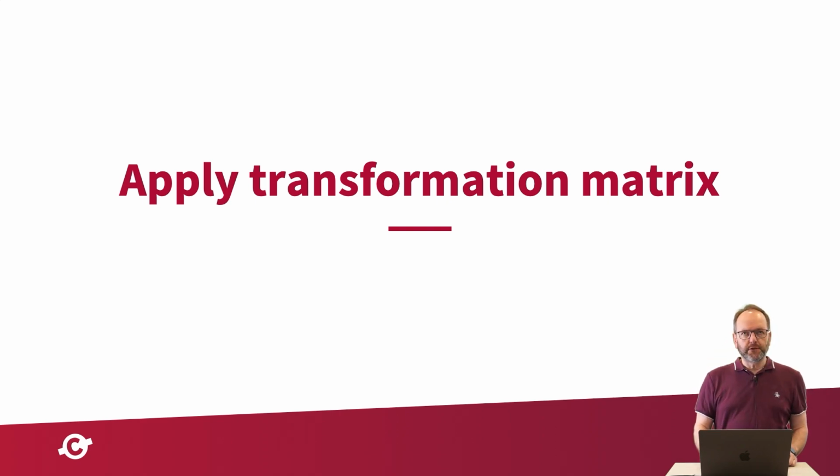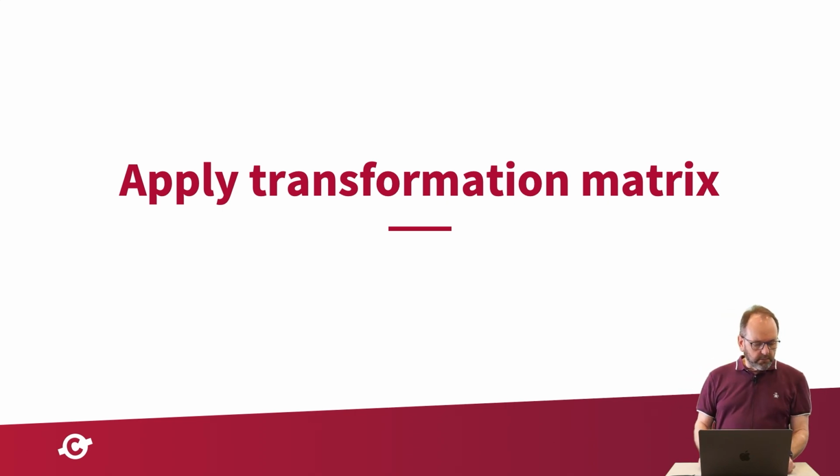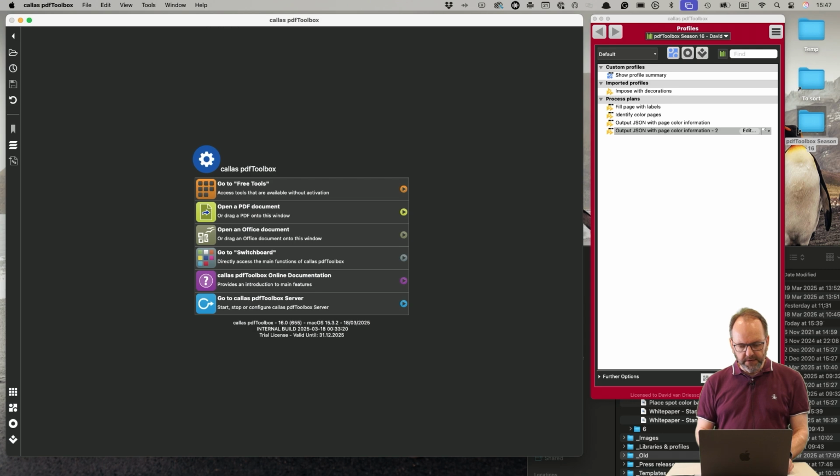So, apply transformation matrix. This is a quick fix. It's not an action, it's a quick fix. And the goal is really to give you a way to transform all of the page content on the page. It does not change the page geometry itself. So this quick fix does not modify the trim box or bleed box and so on. It just modifies the page content itself. And I will show you what the effect is, and then we'll talk about how that happens and why I think it's nice and geeky.